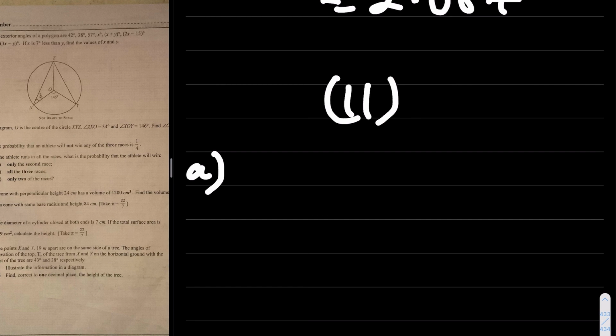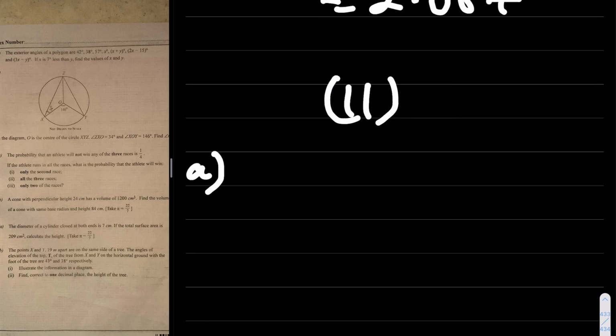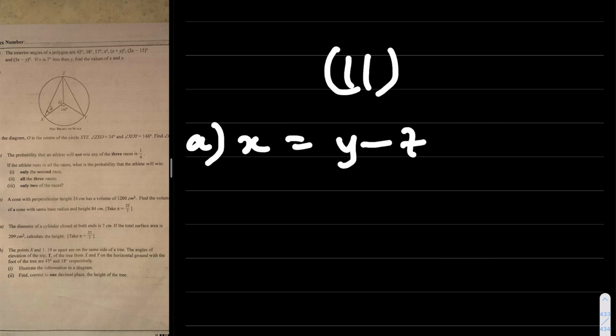Now we go straight to the next, which is number 11. This is 11A. The exterior angles of a polygon are 42 degrees, 38 degrees, 57 degrees, x degrees, x plus y degrees, 2x minus 15 degrees, and 3x minus y degrees. If x is 7 degrees less than y, find the values of x and y. If x is 7 degrees less than y, that simply means x is equal to y minus 7, or we can also say x plus 7 equals y.